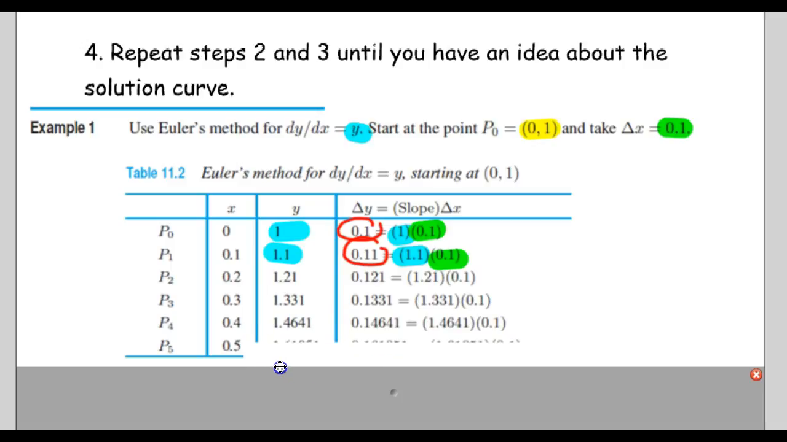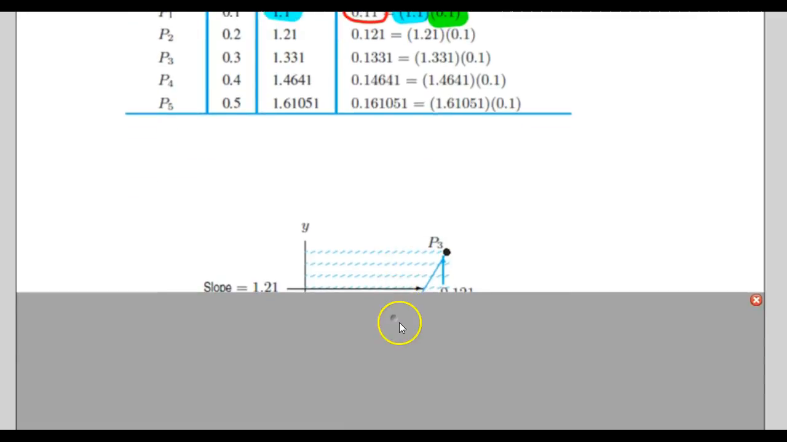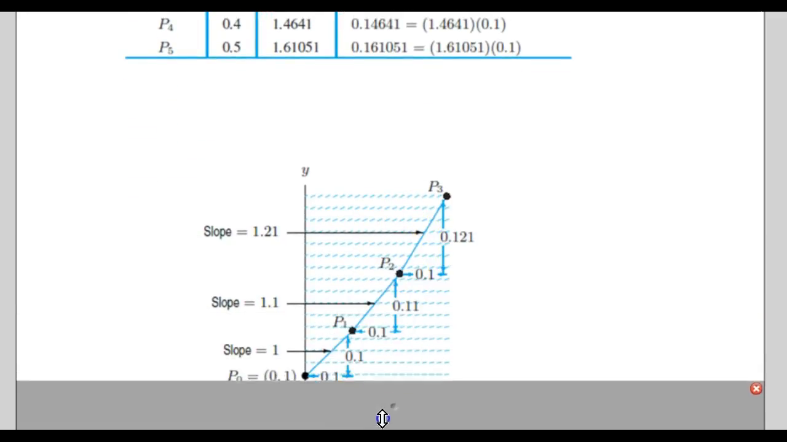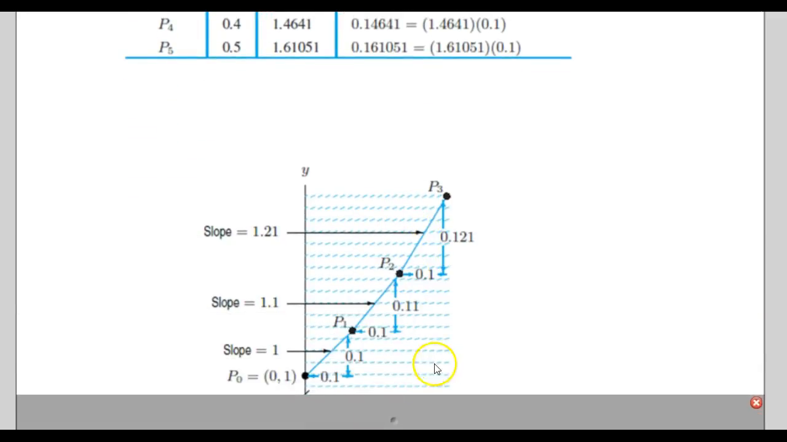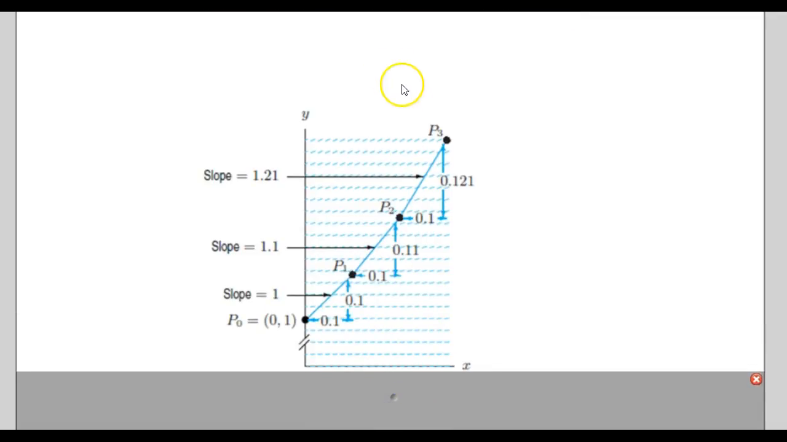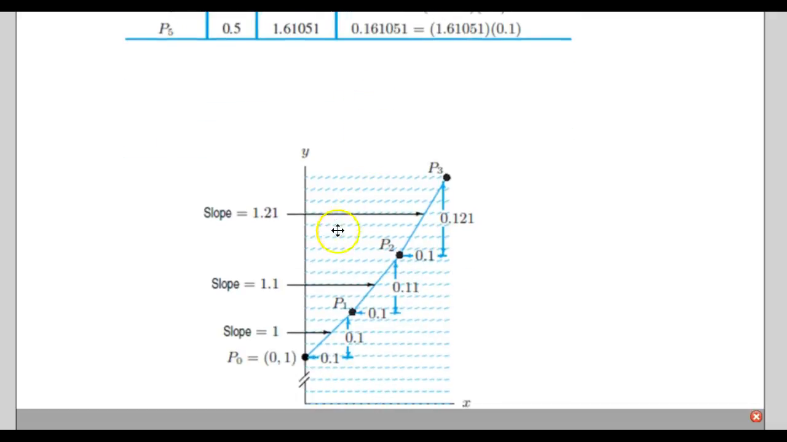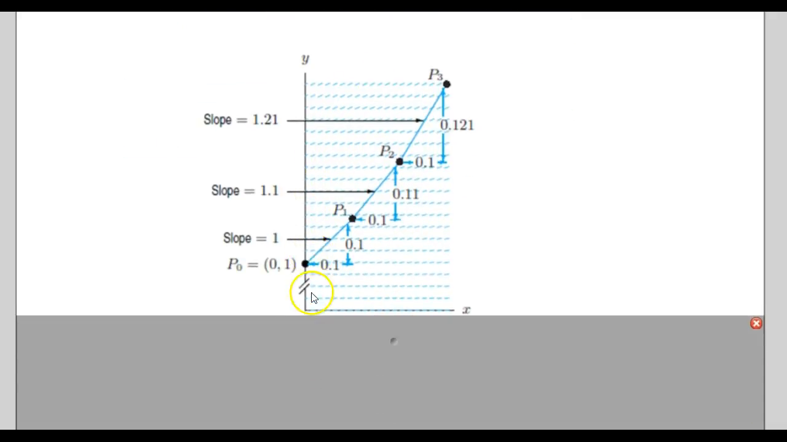And then if you want to get an idea of what that will look like, then we can graph that, plot the points, and we'll get an idea. And as you can see here, it looks like the solution curve is an exponential function, or it could be quadratic, but we know it's exponential because dy/dx is equal to y, and the only function whose derivative is the same as itself is an exponential function. So this supports the idea of our solution.